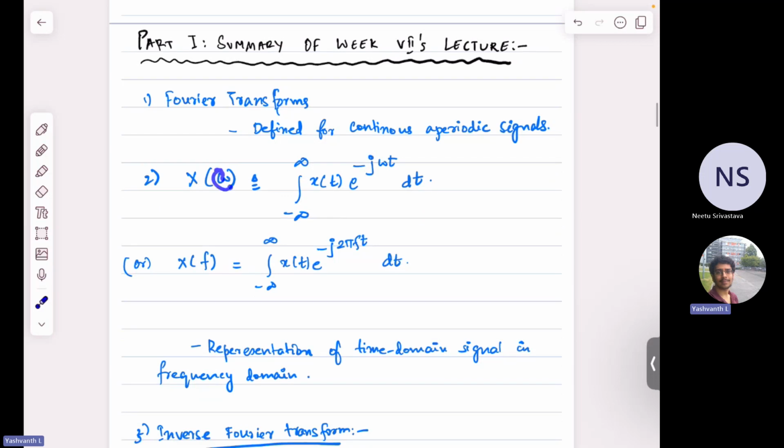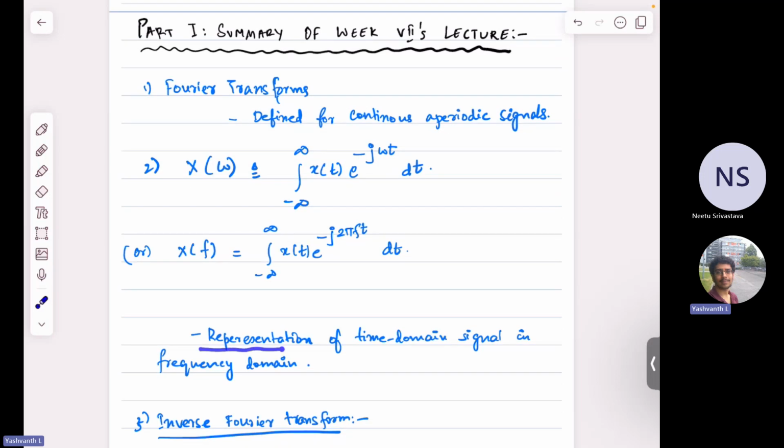Omega is your angular frequency. Essentially, what the Fourier transform does is measure the amount of signal present as a function of angular frequency omega. In other words, the Fourier transform gives you a representation of the time domain signal in the frequency domain. This is the general definition of the Fourier transform.